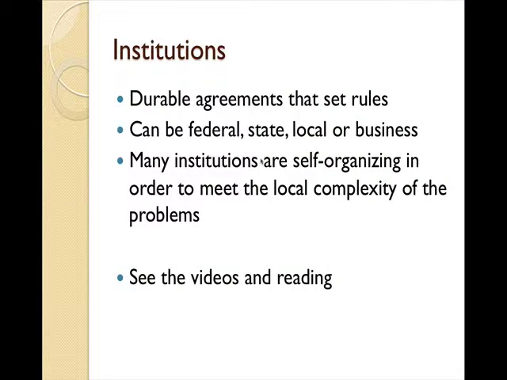So I'm only going to say a few things about institutions, because the videos and the reading really fill this in pretty well. There's some good videos by Eleanor Ostrom describing how she uses these institutions and what they are. But simply what they are is durable agreements that set rules for groups of people to interact. And it can be at the federal or state or local level, or even businesses, how businesses interact with the environment. That's a type of institution.